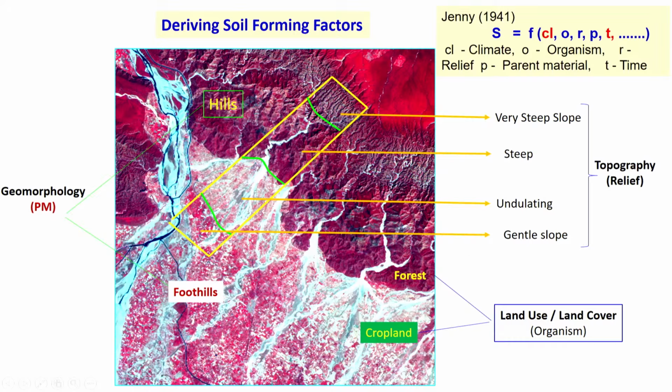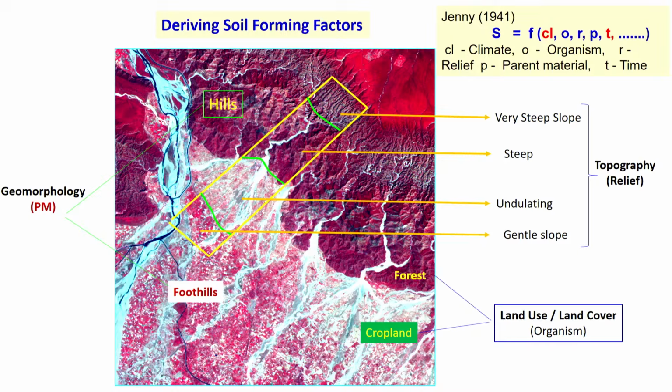P means parent material. Parent material means the geology or geomorphology, and you can see I can interpret these are the hills, these are the foothills. So two types of geomorphology are there. And second is the topography. With remote sensing satellite data interpretation, I can find out this is a very steep slope, this is a steep slope, undulating slope, and gentle slope. All three, four types of slope, or topography, I can interpret.